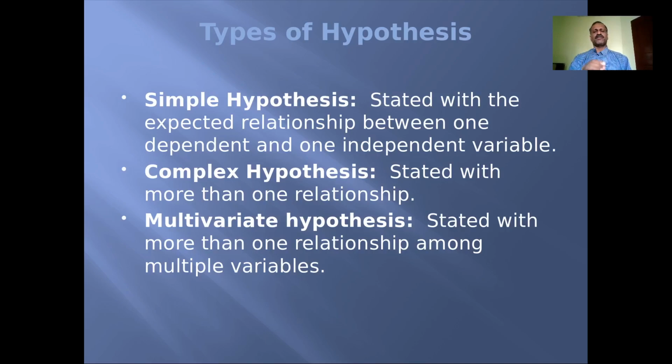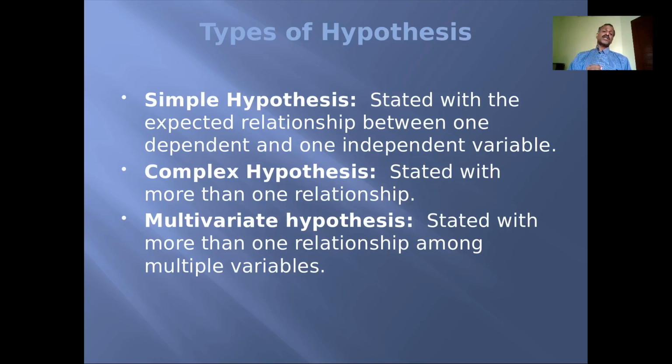For example, if I am saying that there is a direct relationship between height and weight, as height increases, weight also will increase. So this is a simple hypothesis. Only one dependent variable and one independent variable, and we are saying this is a relationship. There is a direct relationship, or as height increases, weight also will increase. So this is a simple hypothesis.